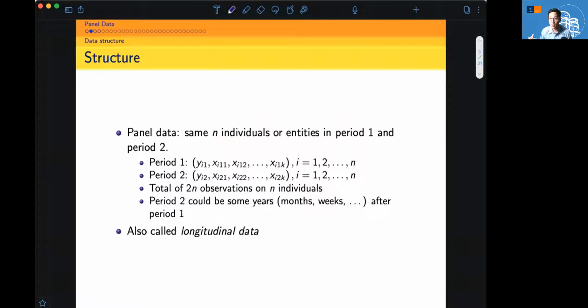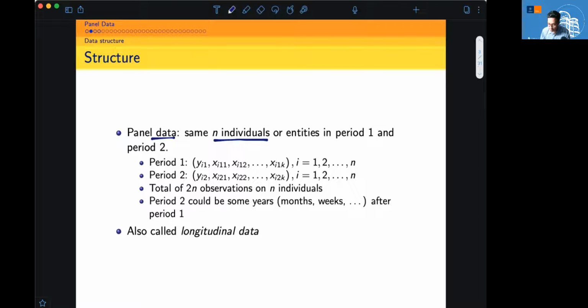So let's start with the structure of panel data, and consider that we have two-period panel data. In a panel data setting, we're going to see the same units or entities over time. It could be the same individuals in two periods, the same households, or the same firms. The idea is that you observe the same set of entities, not only in one period, but also in multiple periods. In this case, it's just two periods.